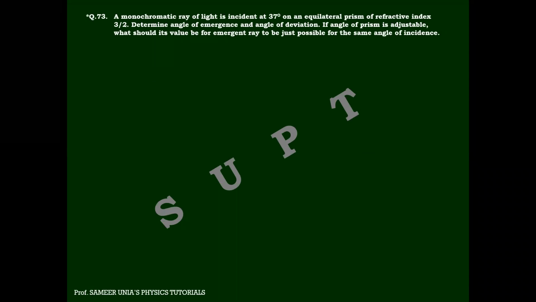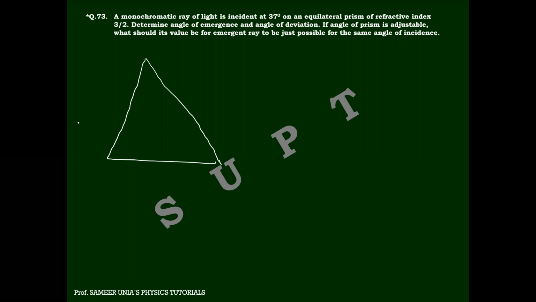A monochromatic ray of light is incident at 37 degrees to an equilateral prism. Pay attention over here. This is prism sums. This is the ray of light. मतलब ये 60 degree है. This is A. Refractive index of the prism is 3/2. Determine the angle of emergence. If the angle of prism is adjustable, what should be the value of emergent ray to be just possible for the same angle of incidence?